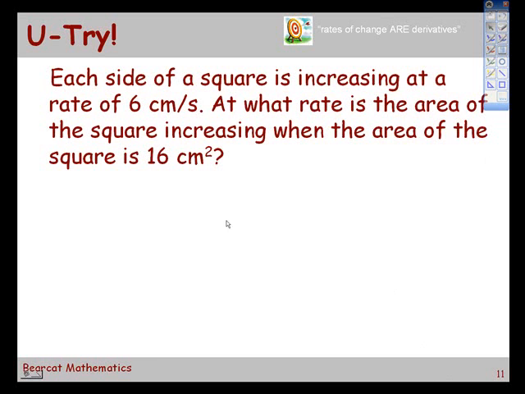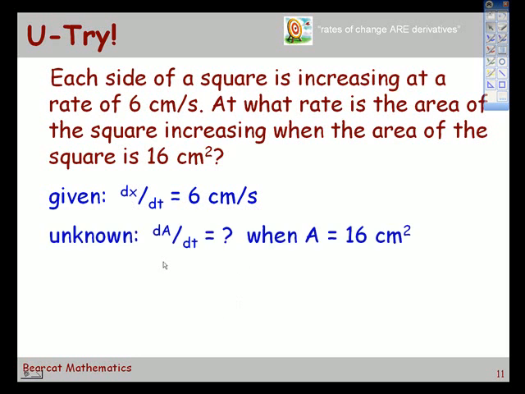Okay, let's see how we did here. Each side of a square is increasing at a rate of 6 centimeters per second, so that's a given rate. At what rate is the area of the square increasing when the area of the square is 16 square centimeters? So if I call the length of the side of my square x, I can say that dx/dt is 6 centimeters per second. You might have chosen a different variable here, and that would be okay.